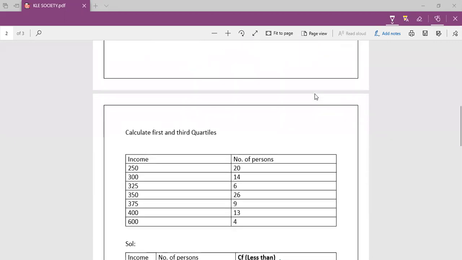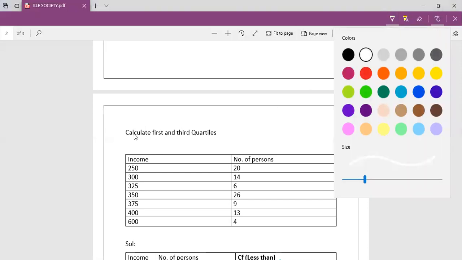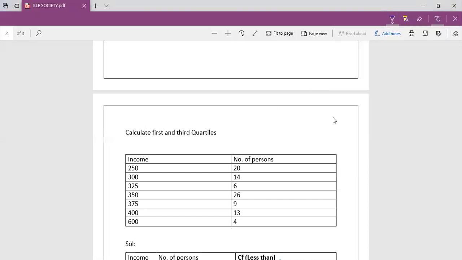In today's session, we will learn how to calculate quartile deviation and coefficient of quartile deviation. Here, I have a problem from your previous year question paper, wherein they have asked us to calculate the first and the third quartiles using the given information.